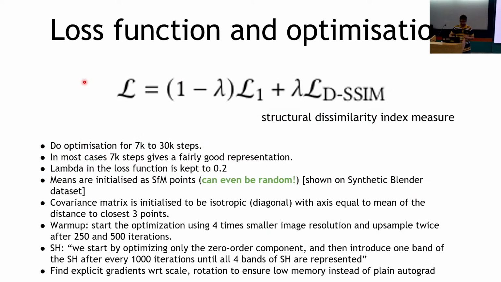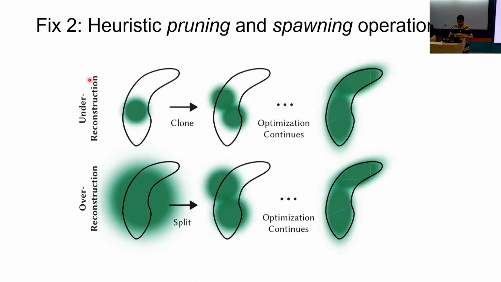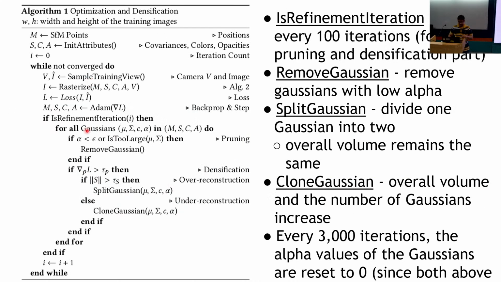This loss you will take. This is called a reconstruction loss. After that, you will move on to another view like this. Then finally you will reach a point where you have to do the densification step. This is called a densification step.